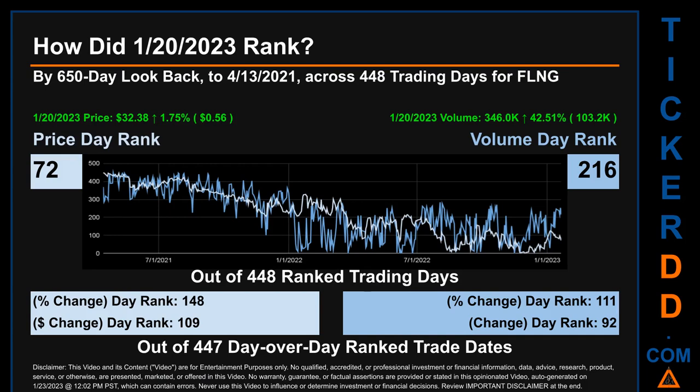The price's day-over-day percentage change, jumping 1.75% on January 20th, 2023, had a day rank of 148, while its dollar difference of 56 cents had a rank of 109 when compared day-over-day across 447 trading days. Volume's percentage change and difference were ranked respectively at 111 and 92.